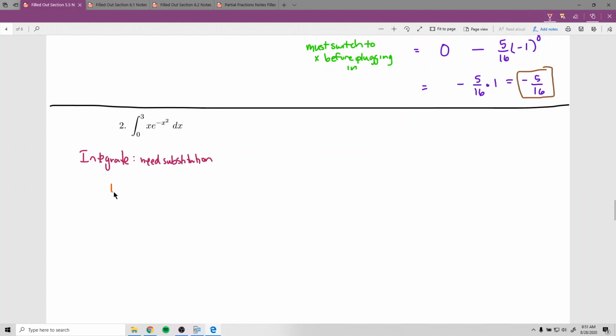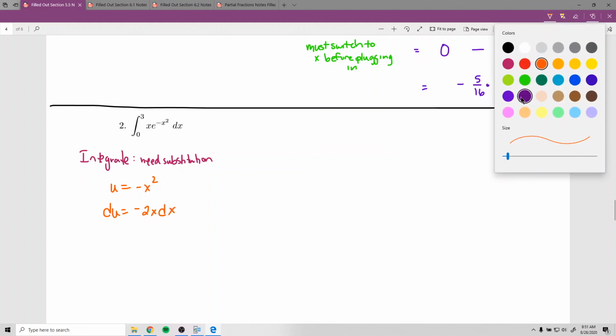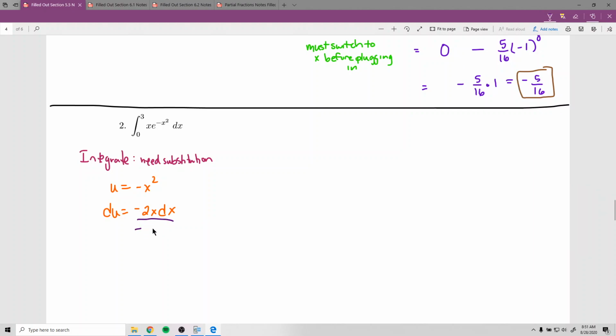And our substitution u needs to be the negative x squared. It needs to be the power of e. Now we do the derivative. The derivative of negative x squared is negative 2x dx. Then we solve for dx, divide by the negative 2x. I get dx equals du over negative 2x. Right, we're going to go ahead and plug them in exactly like before, exactly like every substitution problem we've done.